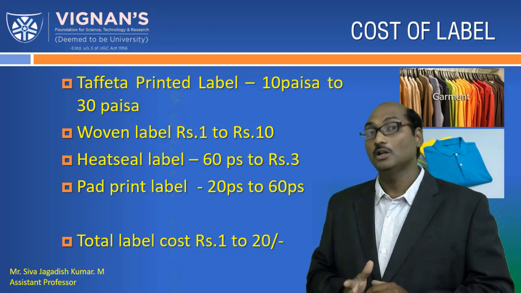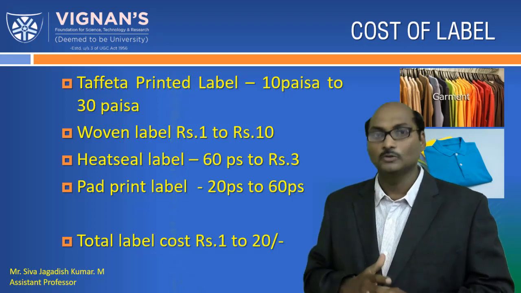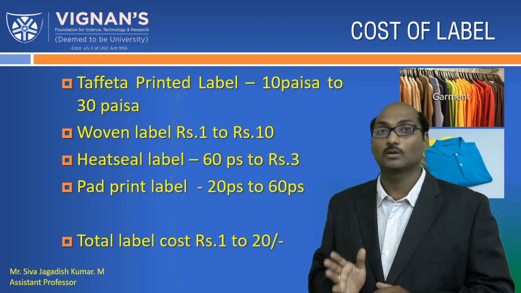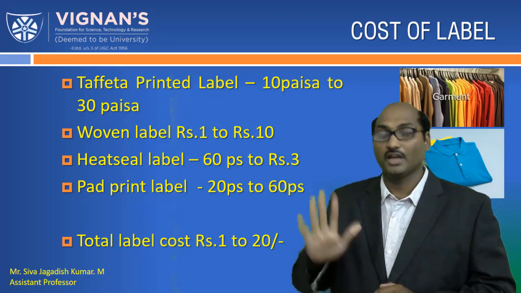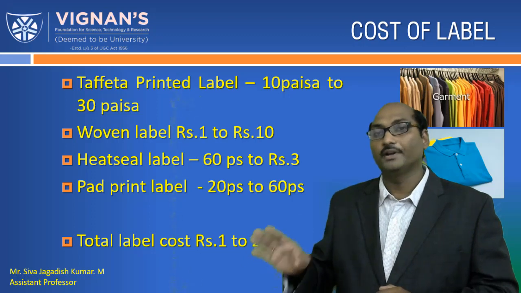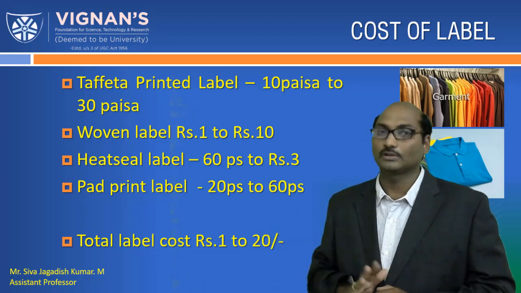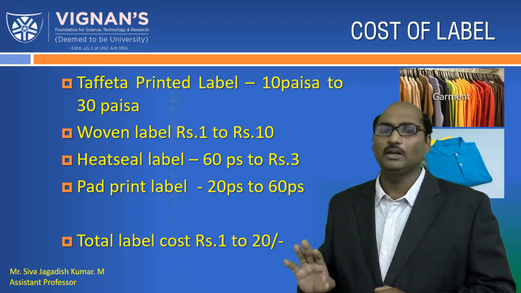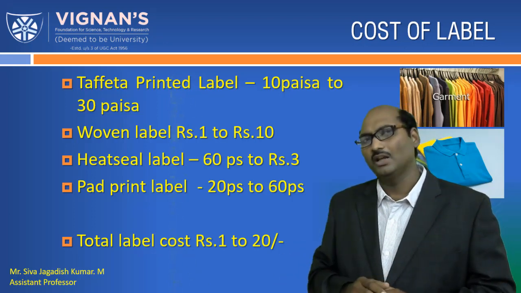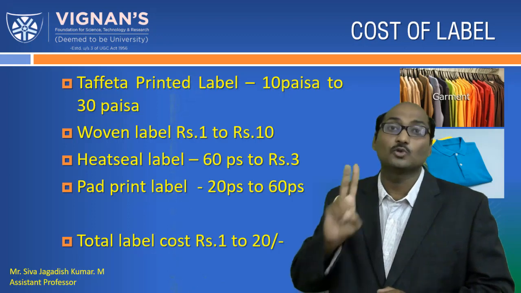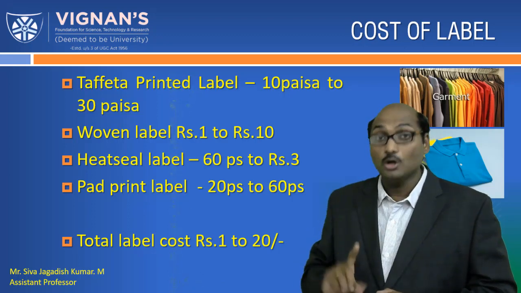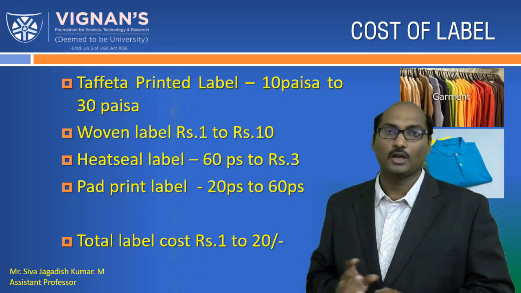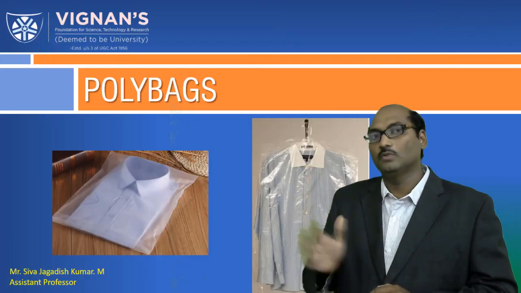Understood? The pad print cost is very low, but at the same time the minimum order quantity should be very high, and the label is not separate. It is a part of the manufacturing process itself in the case of the pad. So if you consider total label cost depending upon the garment type, it may vary between 1 rupee to 20 rupees. Okay, only the cost of labels. So this is one part.